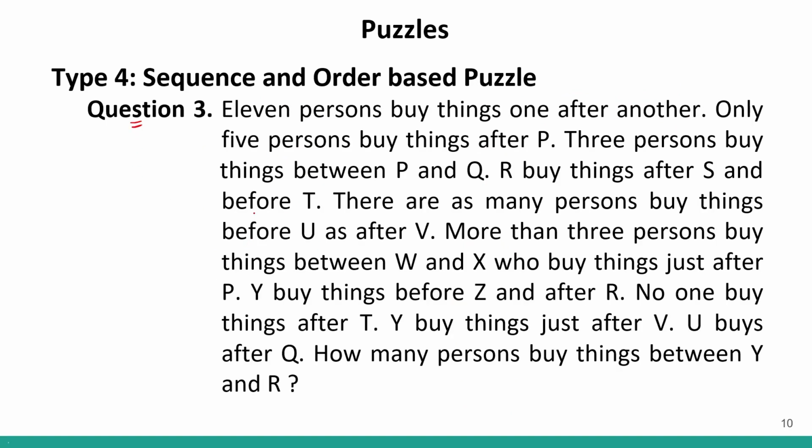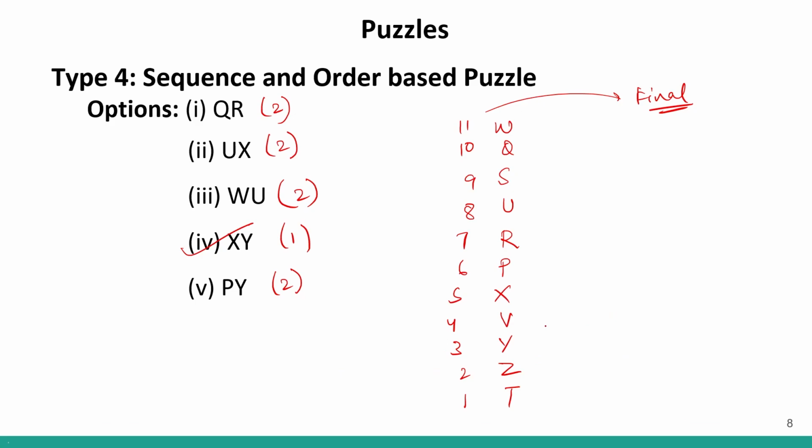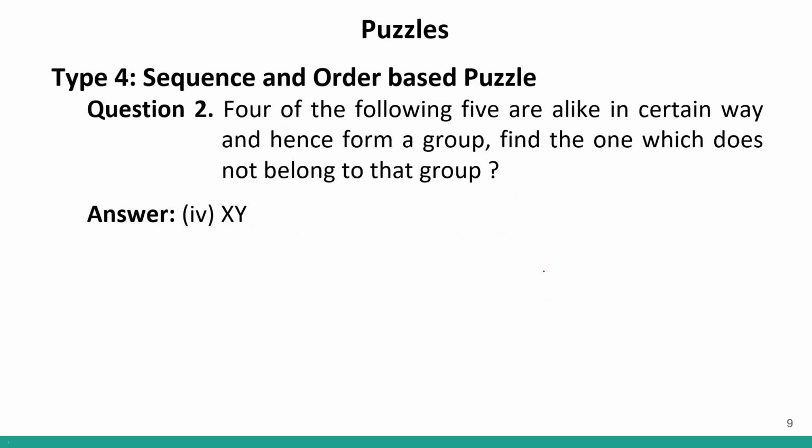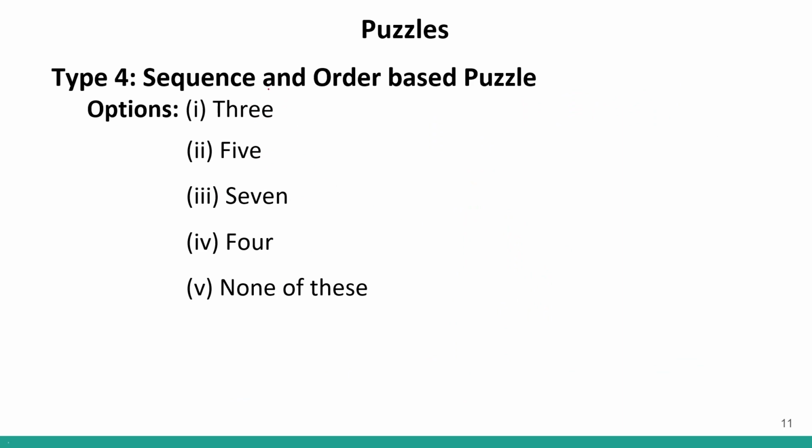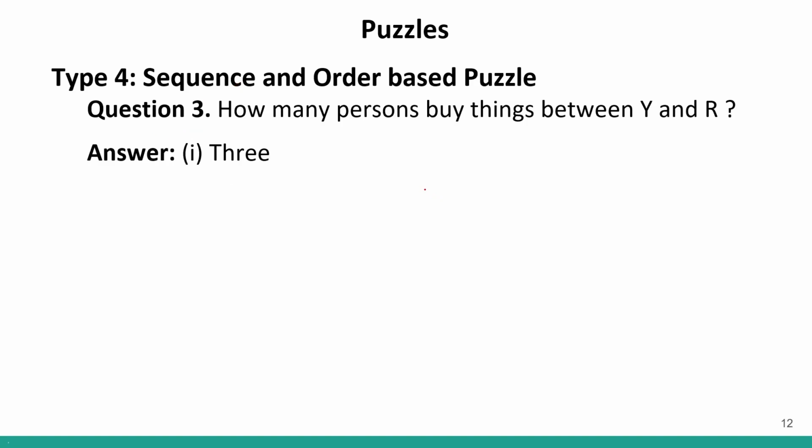Question number 3 also is from the same data, but the question is different. How many persons buy things between Y and R? So we have to find out how many persons are buying things between Y and R. Coming to the final arrangement, between Y and R, how many people are buying things? 1, 2, 3. So between Y and R, 3 people are buying things. Looking at the options, option number 1, 3 will be my answer.